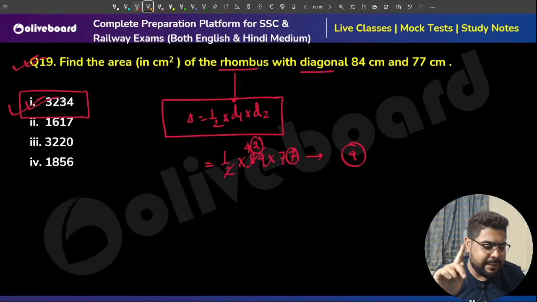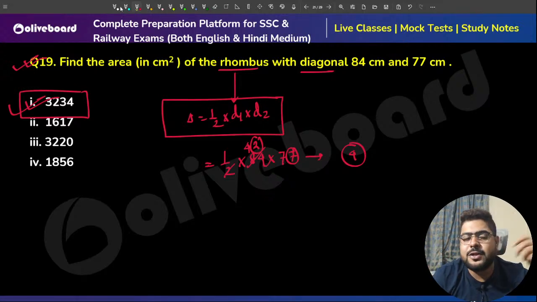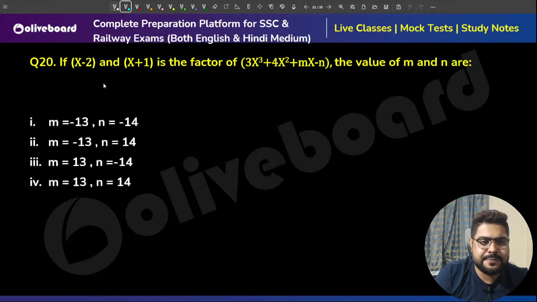You're getting my point. I'm going a little fast because Kapil sir also has the session. So just it is clear. So last 5, 6 questions.